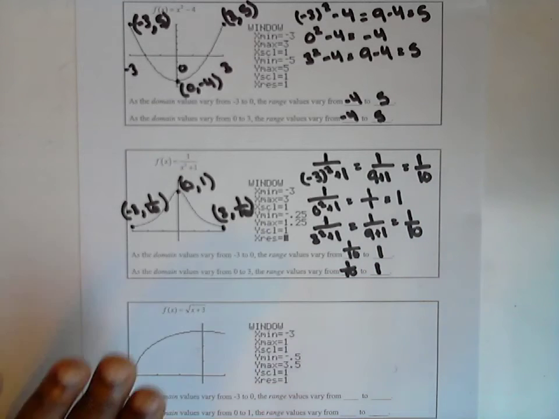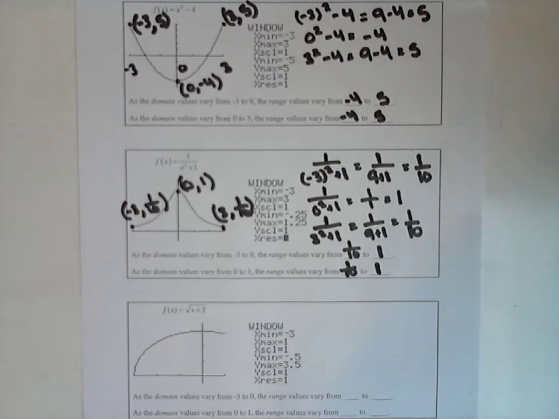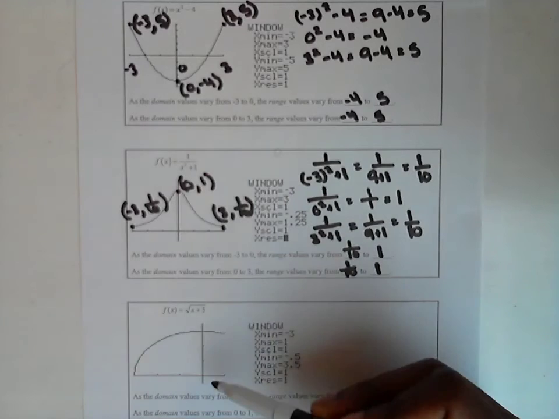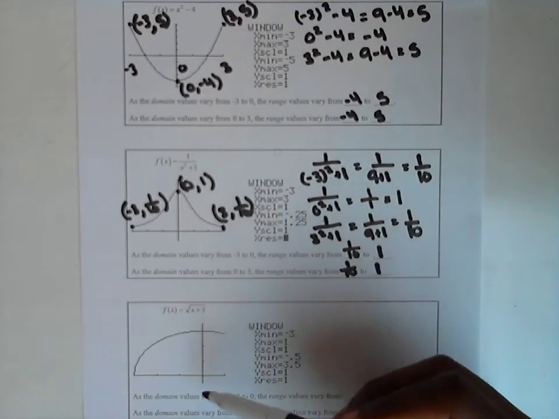Now this last graph, we've got f of x equals the square root of x plus 3. Now this one, again, similar procedure. They give us a domain from -3 to 0, so we need to go from -3 on our x all the way to 0 and figure out what that range of y is going to be.